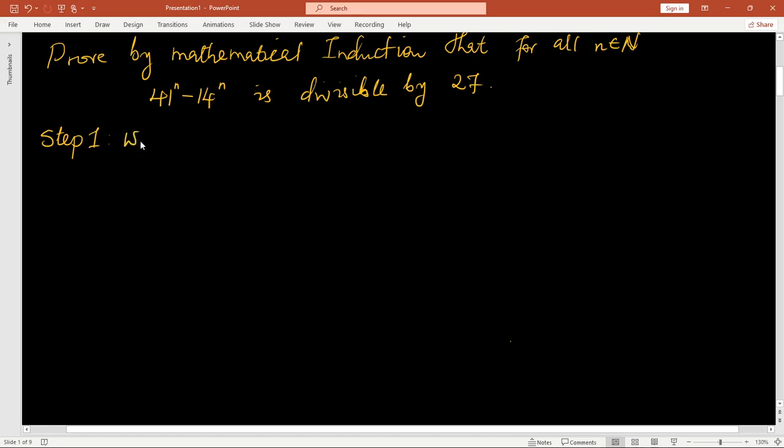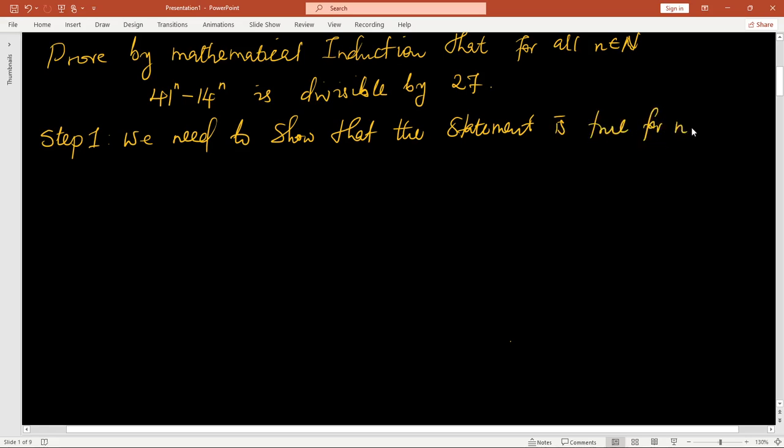So here we say we need to show that the statement is true for n equals to 1. So meaning that, where there's n in this expression, we're going to substitute the 1. So we're going to have 41 to the power 1 minus 14 to the power 1. This will just be 41 minus 14, so this is going to give us 27.